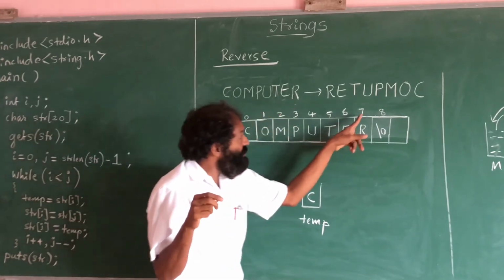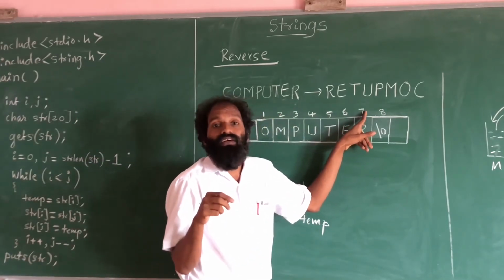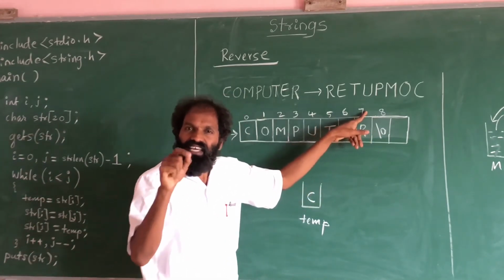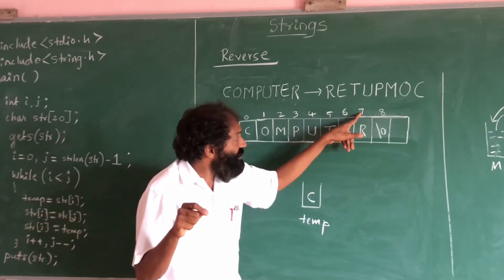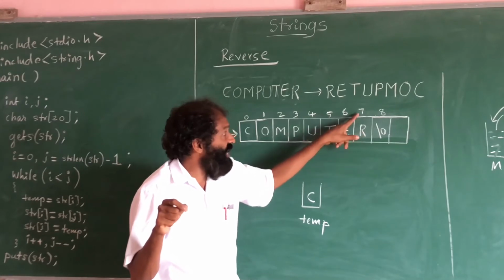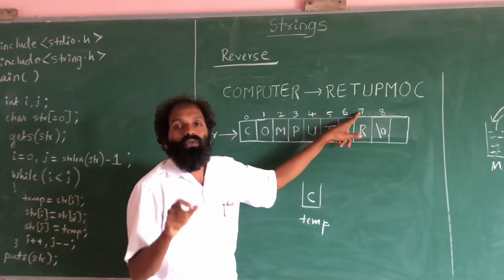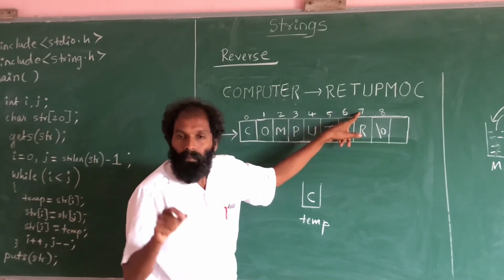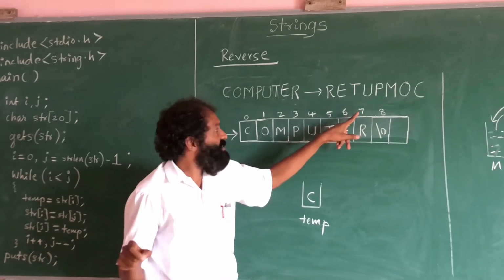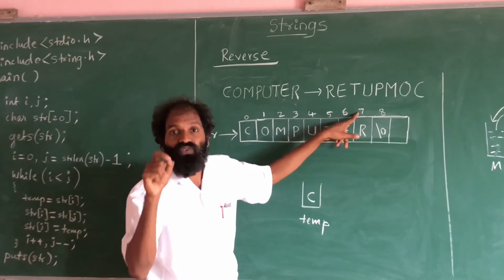What is the index here? 7. So length of the string is 8. So what is the index? It is the last character index, 7. So length of the string minus 1. You will get 7. It means 8 minus 1, 7.